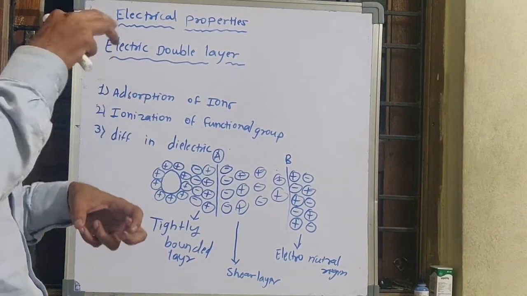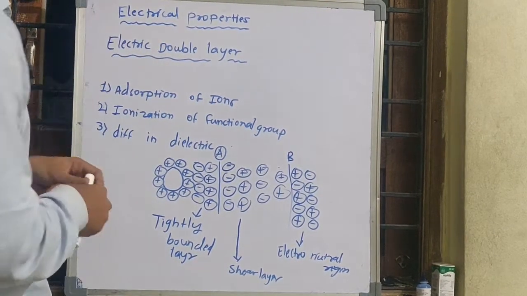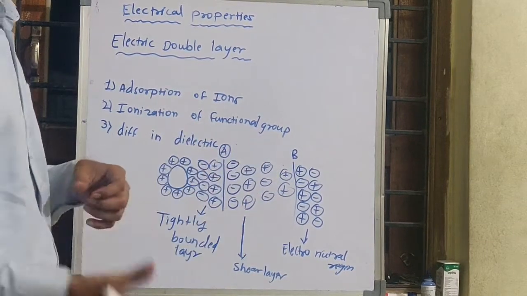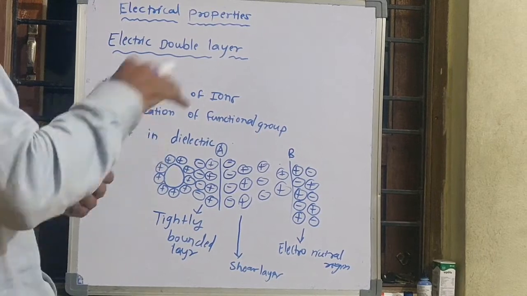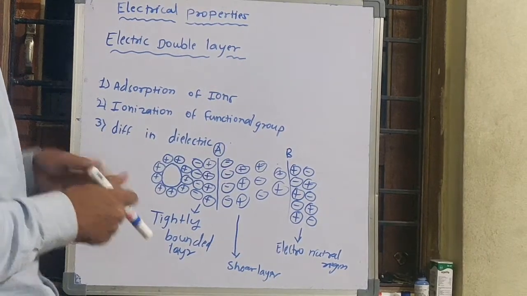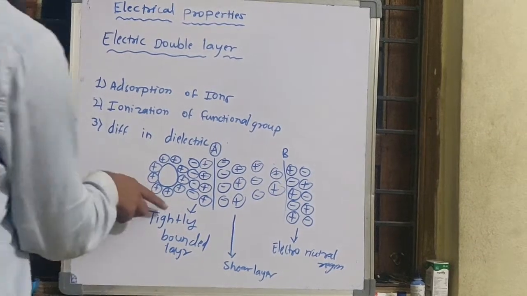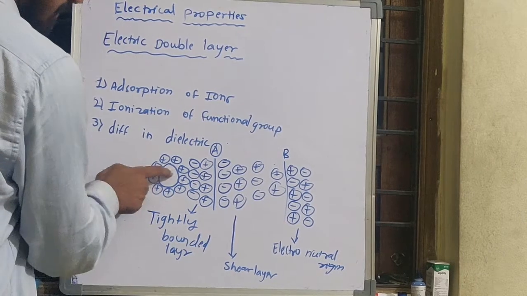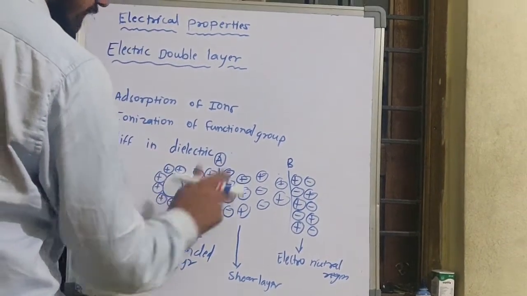For example, in tablet manufacturing, what happens if we coat a tablet with a particular coating material? That coating material replaces the actual surface of that particle. In the same way, that tightly bonded layer replaces the actual surface of that suspended particle.